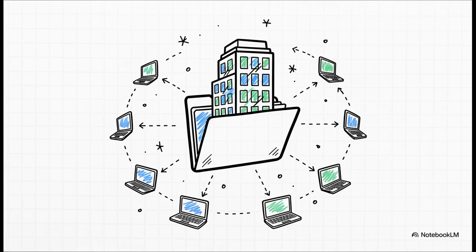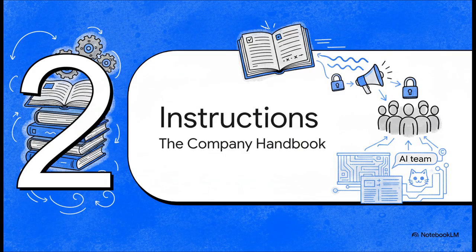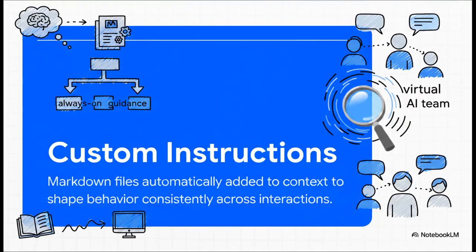How cool is that? Moving right along to Section 2, Instructions, otherwise known as the company handbook. Okay, so what actually are custom instructions? Well, think of them as the always-on guidance that your AI absolutely must follow. Whether it's a global file that governs your whole workspace, or maybe targeted files just for your C++ environment, these instructions just automatically attach themselves to every single prompt you send.